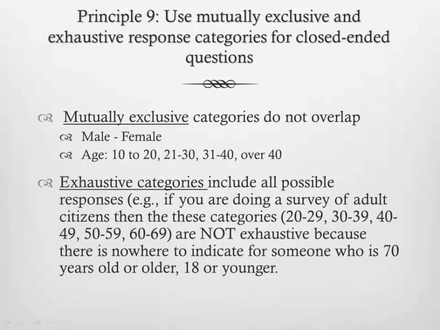Exhaustive categories include all possible responses and don't leave anybody out. So for example, if you're doing a survey of adult citizens, then these categories would not be exhaustive because they only go from 20 to 69. If somebody is 70 or older, or 18 or 19, then they don't fit in. There's nowhere for them. So that's not an exhaustive set of potential responses.